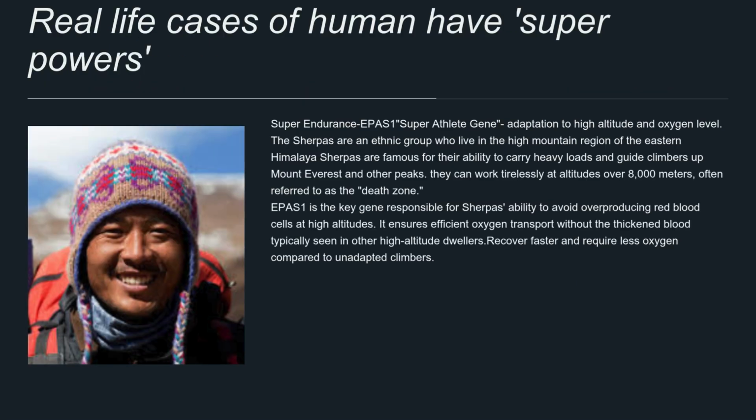What's interesting about genetics is the mutation, which has two sides of consequences: it could either create a detrimental effect or make a person superior, like the EPAS1 gene, which is often called the super-athletic gene, mostly found in the shepherd people who live in the mountains. The gene can ensure efficient oxygen transport without the thickening of the blood and help them adapt to high altitude and higher endurance.